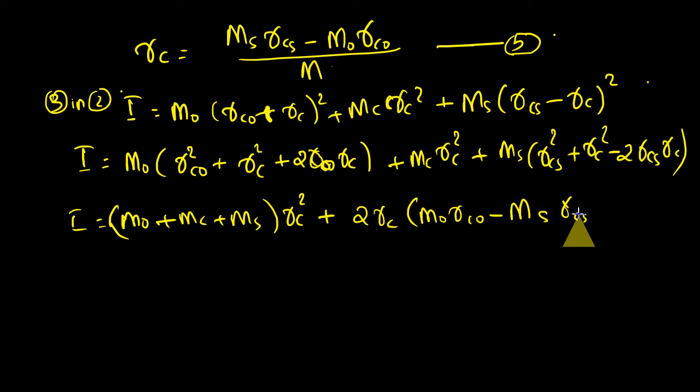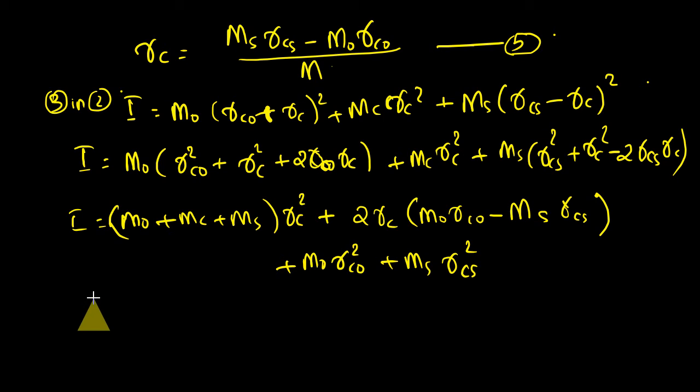Okay, M_S R_CS. Then we have two more terms remaining, that is M_O R_CO square, plus M_O R_CO square, then M_S R_CS square plus M_S R_CS square. Okay, now we can substitute for R_C in this equation. In this equation I am going to substitute for R_C. We have an expression for R_C here in equation number 5, that I am going to substitute here.